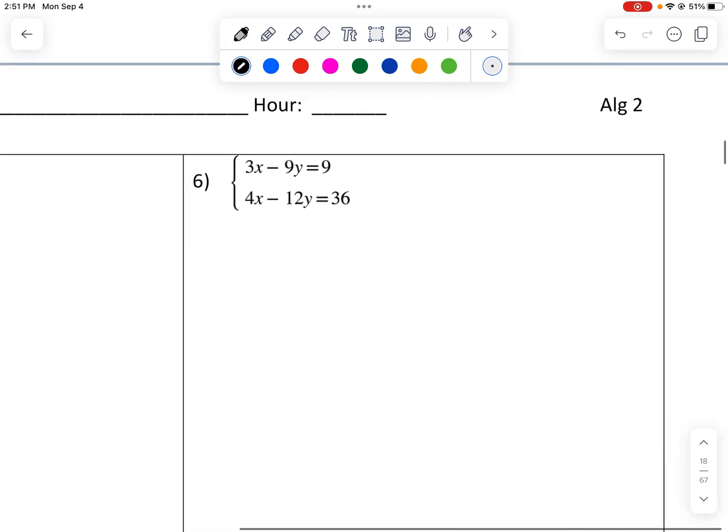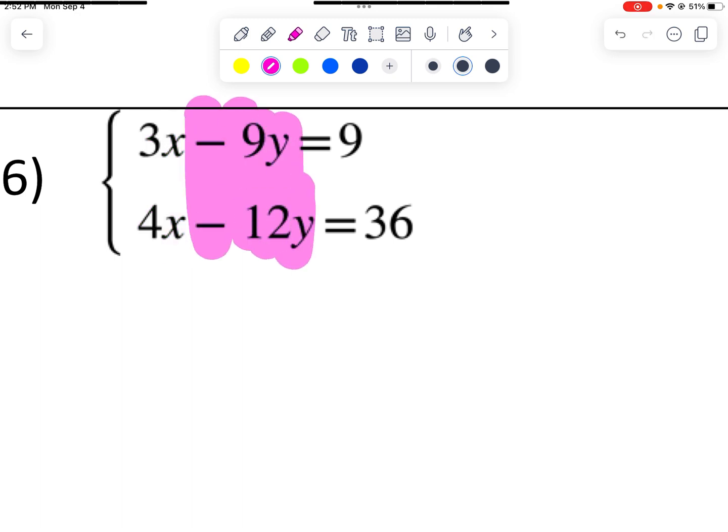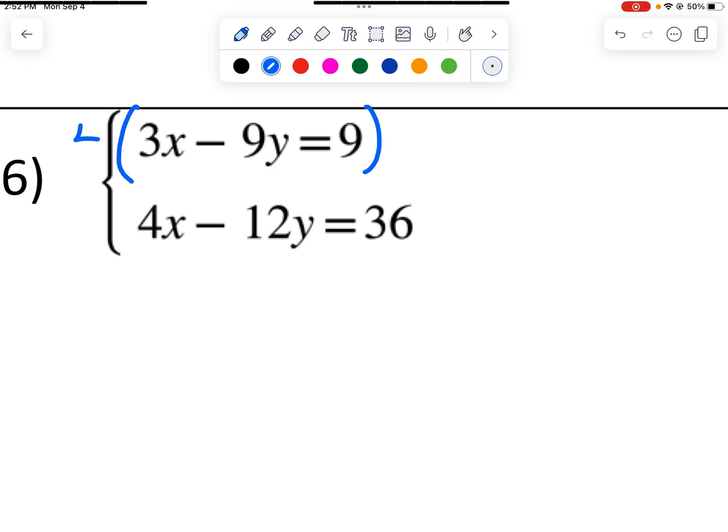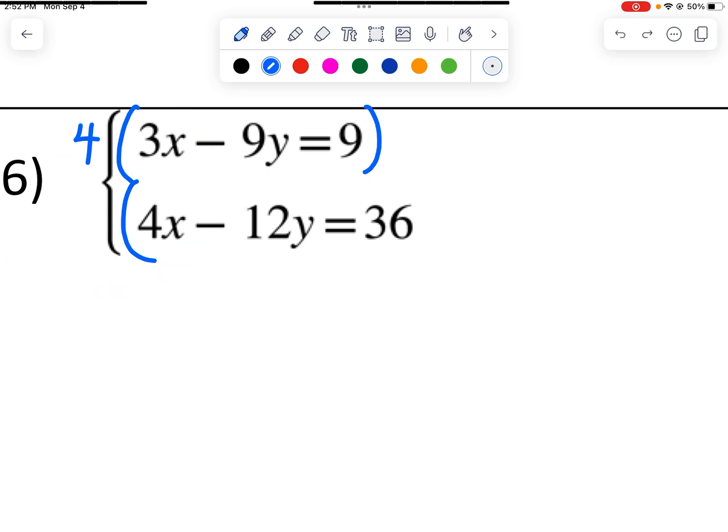Alrighty. Come over here. You know, there's a lot of things you could do with this. Let's talk about it. First of all, notice the x's do not cancel. Notice the y's do not cancel. So a lot of people out there would just jump in. A lot of people would say, I'm going to multiply this by 4. I'm going to multiply this by negative 3. And that way, these will become positive and negative 12s, and they'll cancel. You certainly can do it that way. Absolutely. Please, if that's what you want to do, that's what you can do.